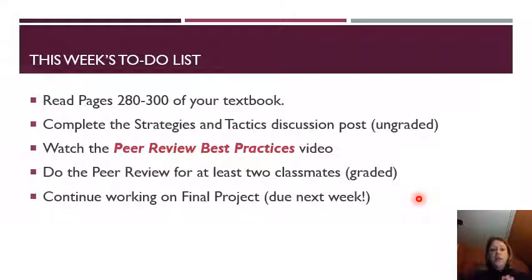So for this week's to-do list, the module recommends that you read pages 280 through 300 in your textbook. The only thing that really covers is the alternative marketing. There's a lot of information in your textbook about all those different strategies. So please jump in there and read that. This is how you will learn how to be an awesome IMC planner.